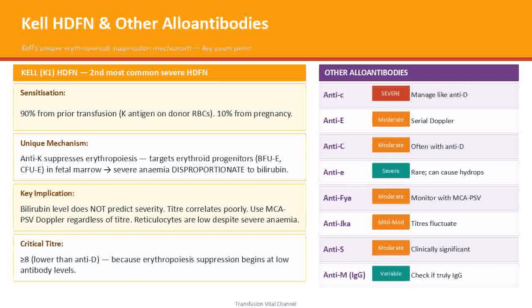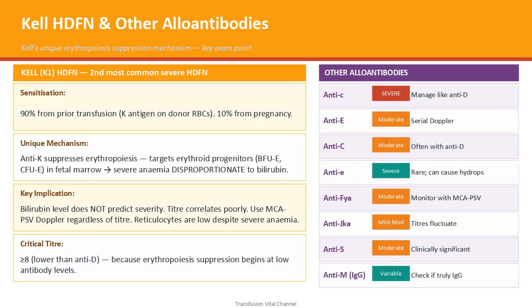Next is the Anti-K HDFN. Anti-K HDFN is the single most important special case in HDFN. It has a unique mechanism that distinguishes it from all the antibody-mediated HDFN. All other alloantibodies cause HDFN purely by hemolysis. Anti-K does something additional. It suppresses erythropoiesis.